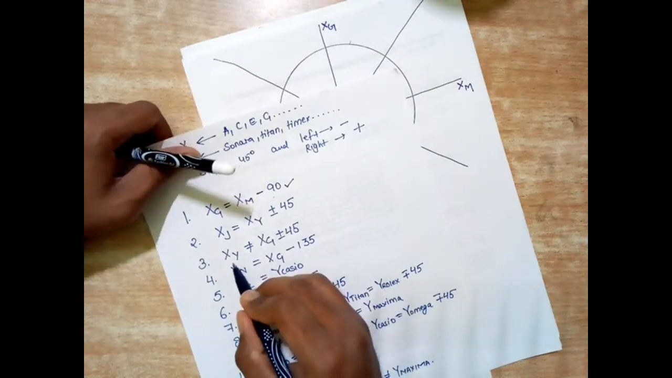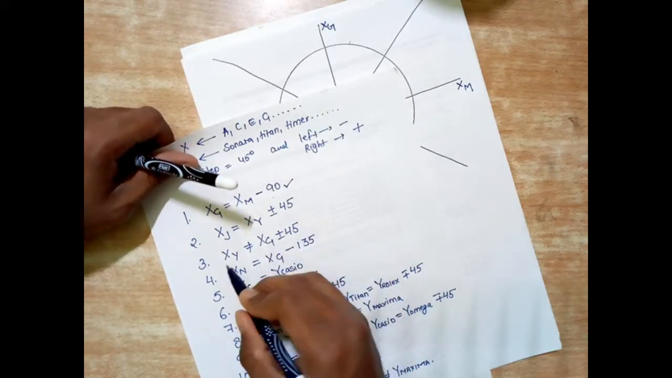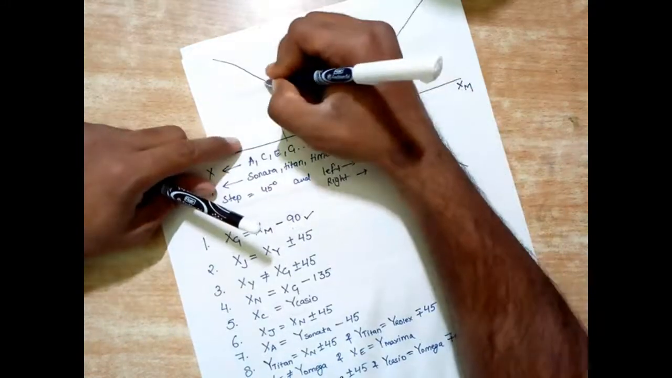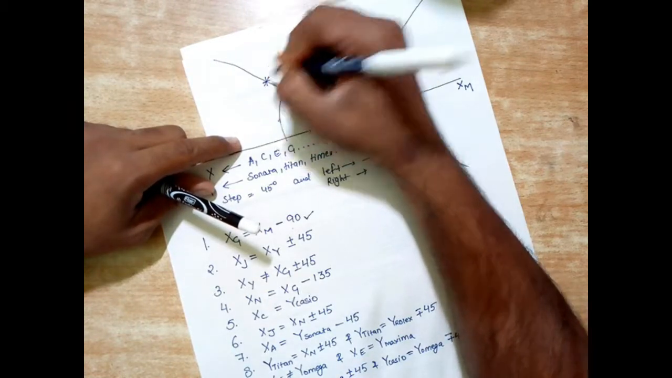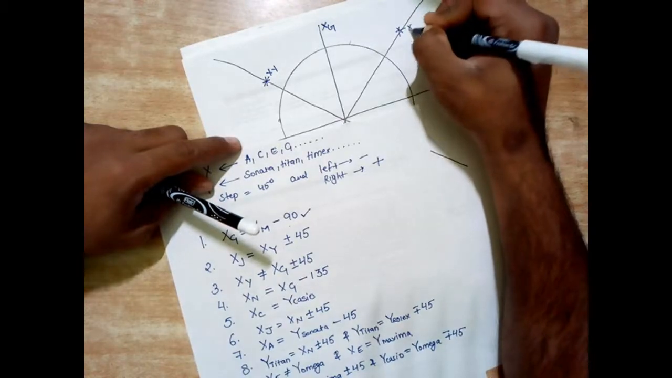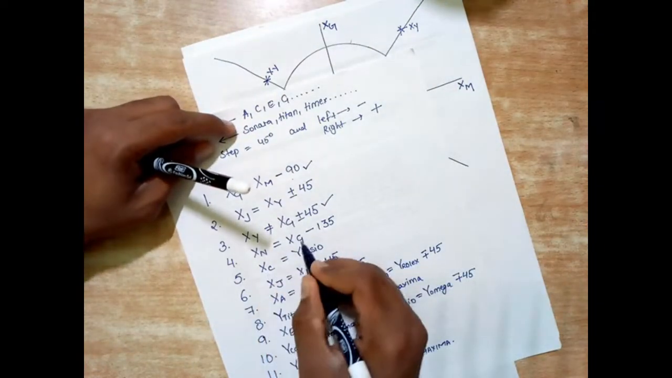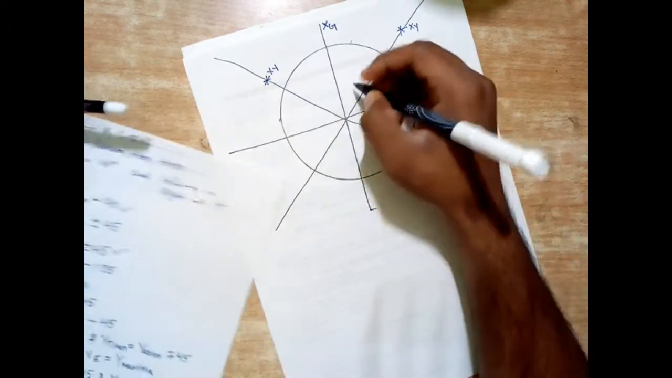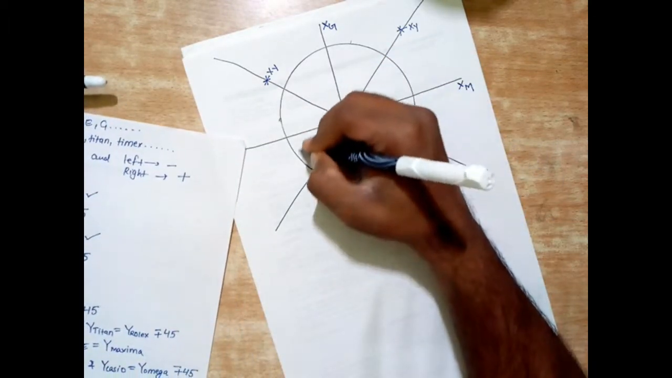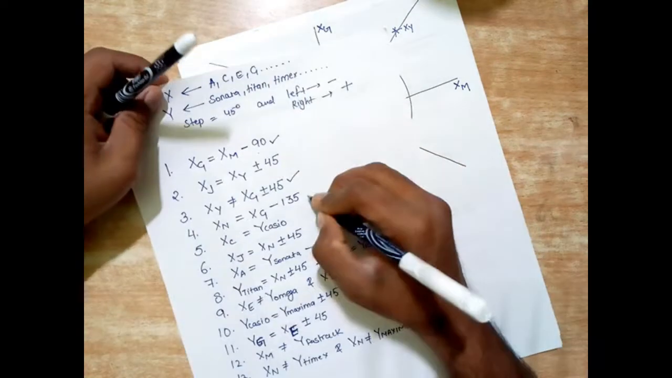xj we cannot do anything, xy we can do. It implies xg cannot have any neighborhood with xy. So we can write xy can't be here, xy can't be here. xn is xg minus 135. This means xg minus 135, that means over here we have xn.